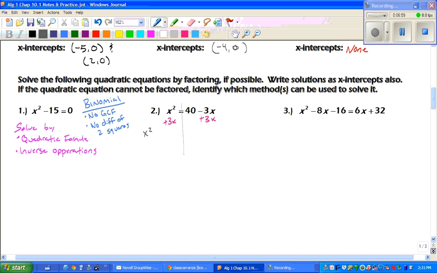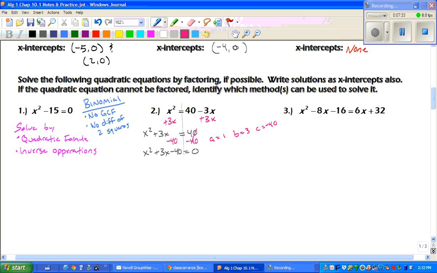So x squared plus 3x equals 40. Well, now we got to get that 40 to the other side. So now we have x squared plus 3x minus 40 equals 0. So we know that a is 1, b is 3, and c is negative 40.